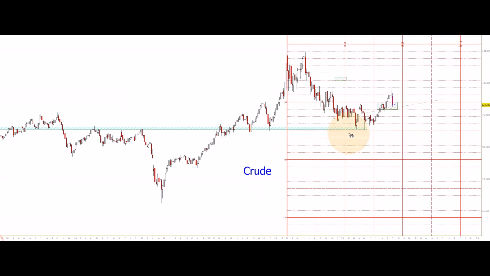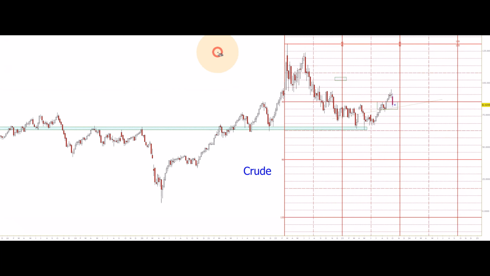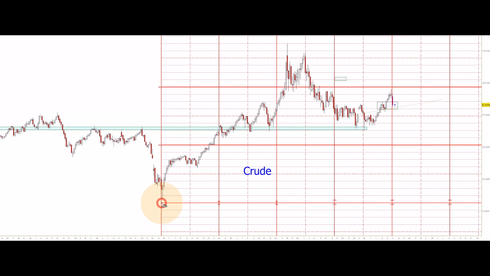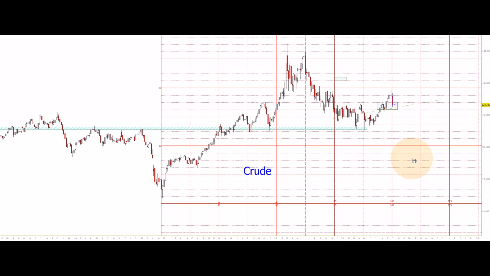Looking at weekly crude, we were talking about how many weeks it's been going up and how it's getting ready for a correction. Back in the box, and it's not like we didn't see it. And look at that timing. Nice. I wanted to show you.